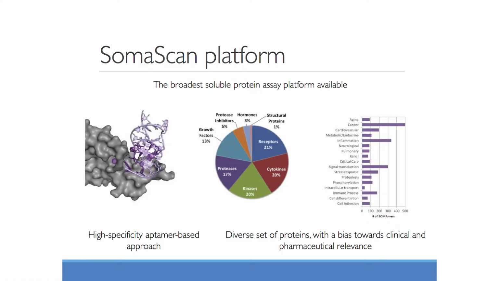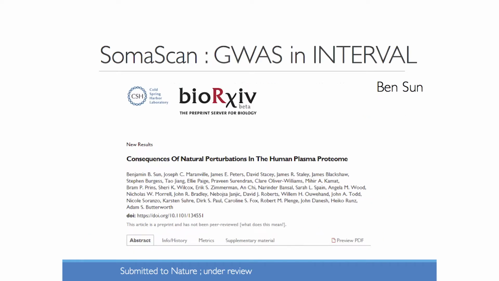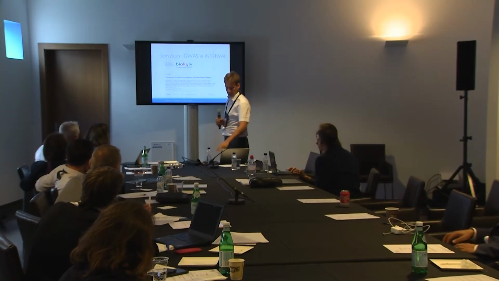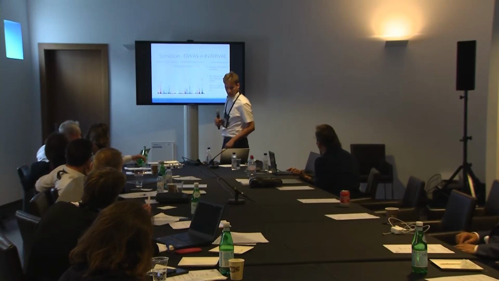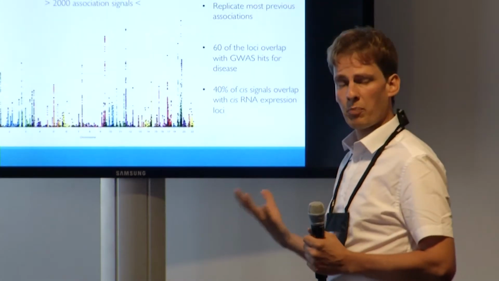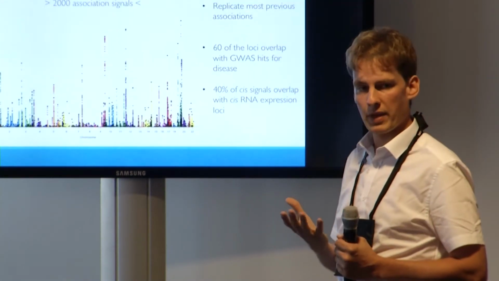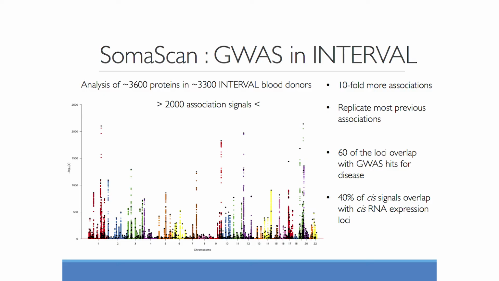SomaLogic, I think you already kindly introduced it. It's a highly specific platform for a large set of diverse proteins with certain focuses, basically a bias towards clinical and pharmaceutical targets. The analysis was put on a preprint server called bioRxiv, and is currently under review in Nature. So here is a brief summary, just to show you how powerful this platform is and what will also be added to PhenoScanner at a later stage.